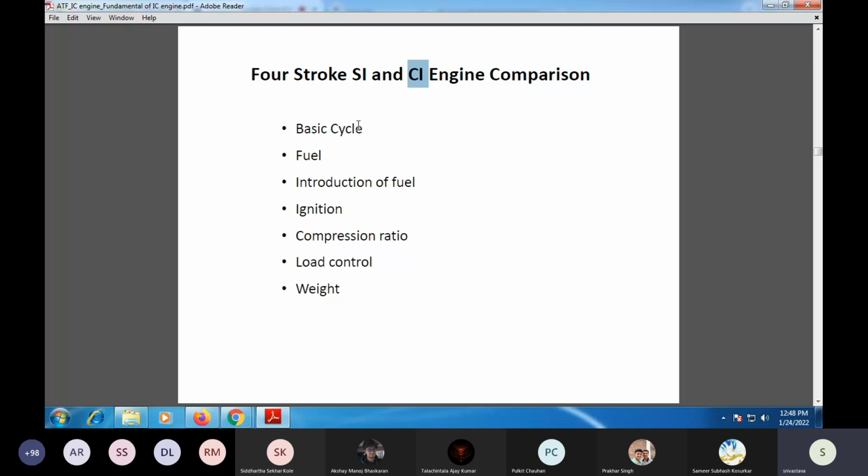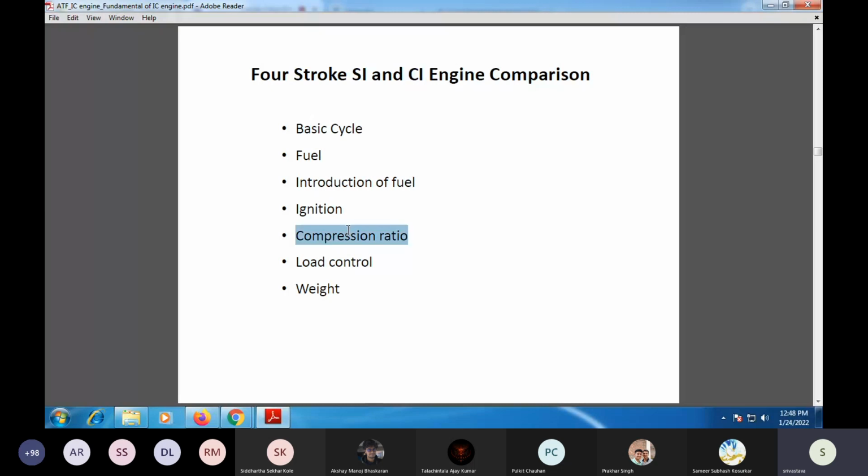So in general, we can say that in SI engine, the fuel injection takes place in the intake manifold, and in CI, the fuel injection is taking place directly inside the combustion chamber. Based on the ignition, the spark plug is used to initiate the combustion in SI engine, and the fuel injector is used to initiate the combustion in CI engine.